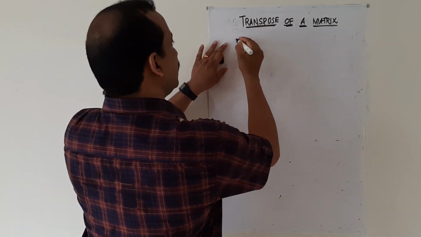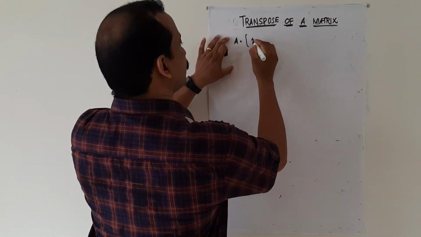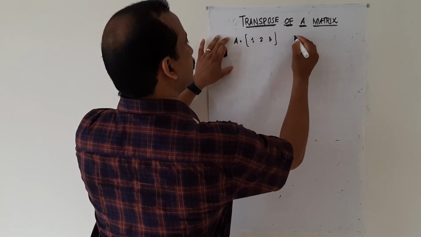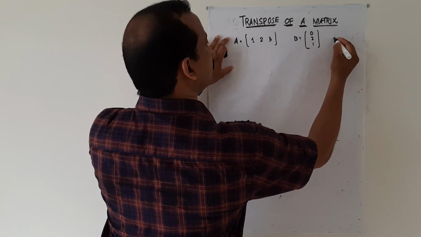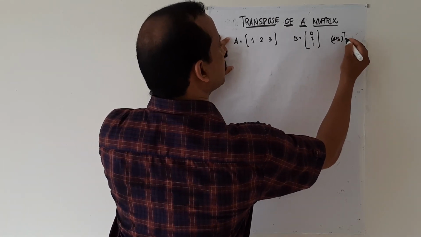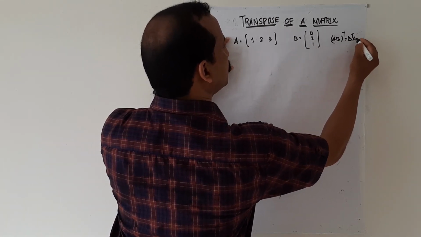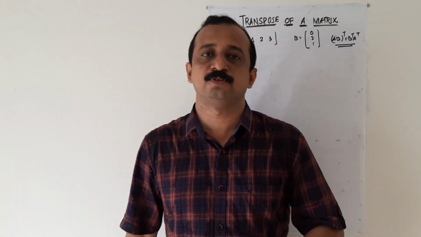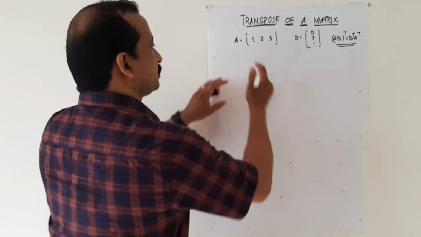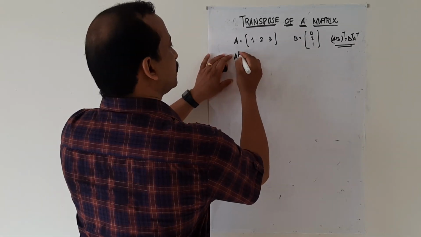Okay, now A is equal to [1, 2, 3], B is equal to [0, 2, 1] as a column matrix. Verify (AB) transpose equals B transpose into A transpose. First of all, you write A transpose. You know what is A transpose here?